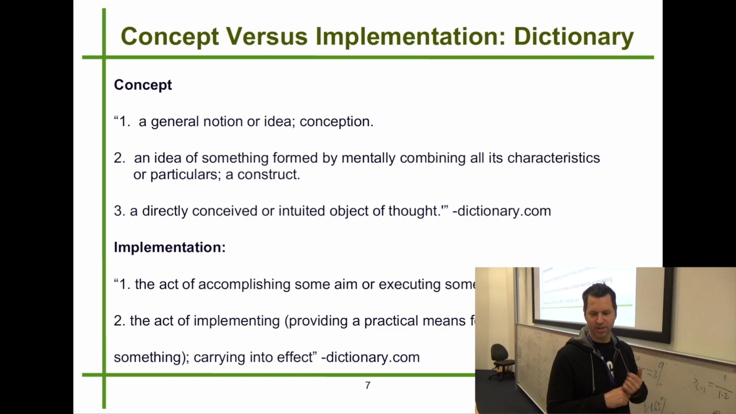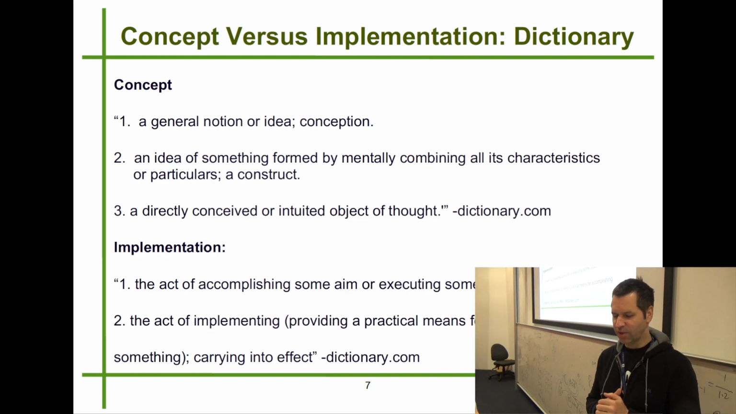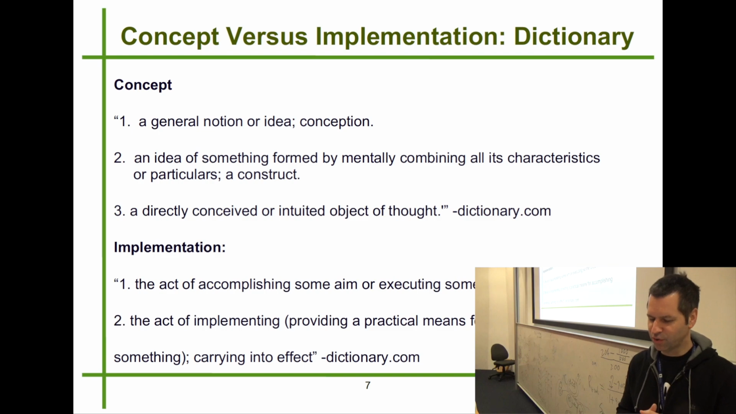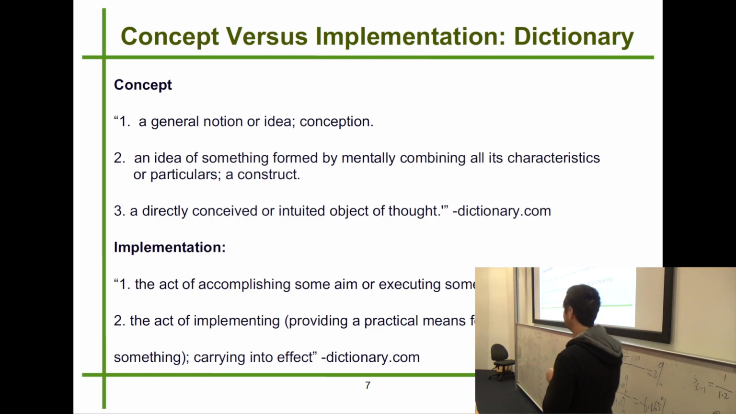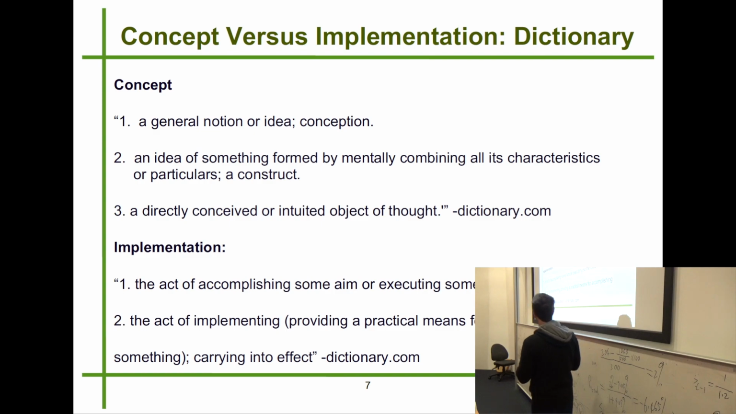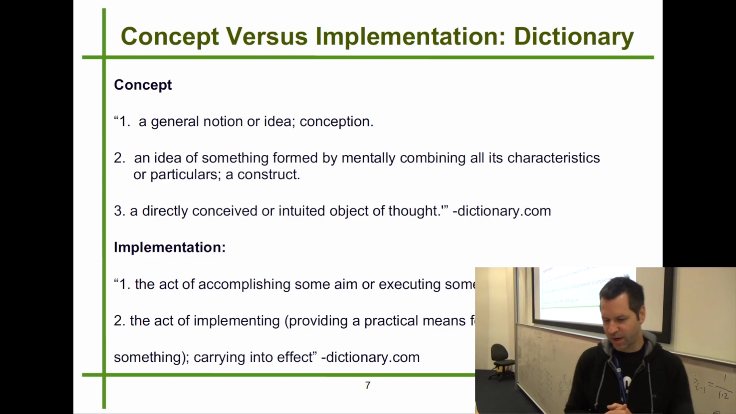A concept is a general notion, idea, or conception. An idea of something formed by mentally combining all of its characteristics or particulars, a construct. A directly conceived or an intuited object of thought. These are all different definitions from different dictionaries, like dictionary.com. They're hard to understand, right?